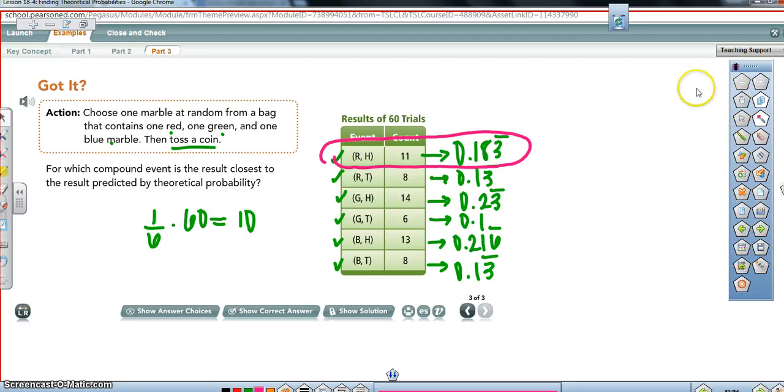Right, that's it for this lesson. Remember, experimental probability is based on trials or an experiment. Theoretical probability is based on what we would expect based on the way that the situation is designed.